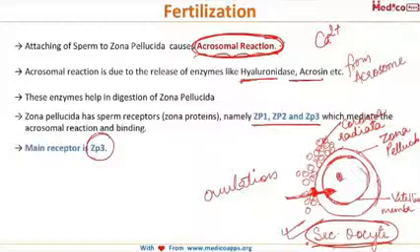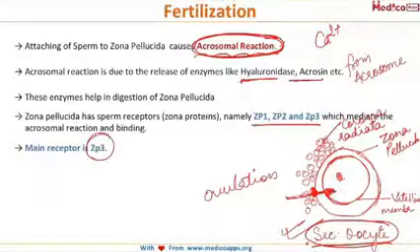If this is the nucleus, this is the vitelline membrane. The inner cell membrane is the vitelline membrane. Then there is a mucoprotein layer and that is called zona pellucida. And the outer cells are arranged loosely and this layer is called corona radiata.